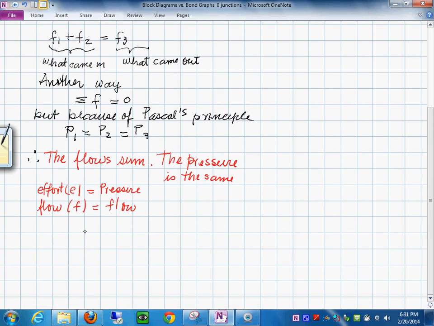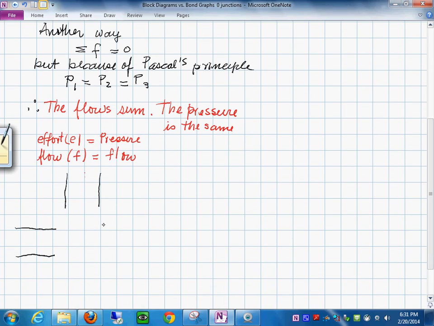In the pipe at the top, we have two variables. In the pipe on the left, we also have two variables. And the pipe on the right-hand side, we also have two variables. This is P sub 3 over here, this is P sub 1 over here, and this is P sub 2 over here. This is F1, this is F sub 2, and this is F sub 3.